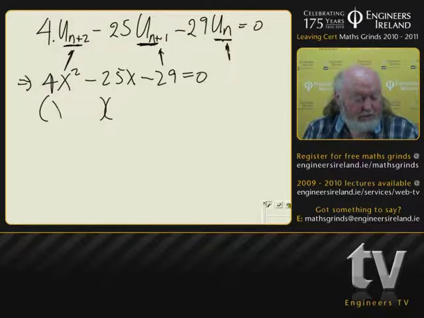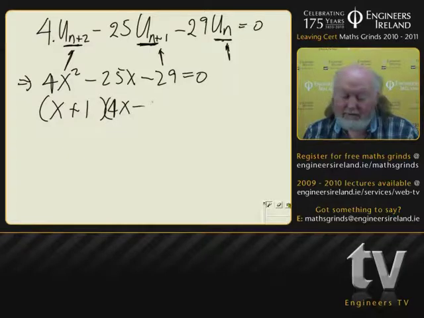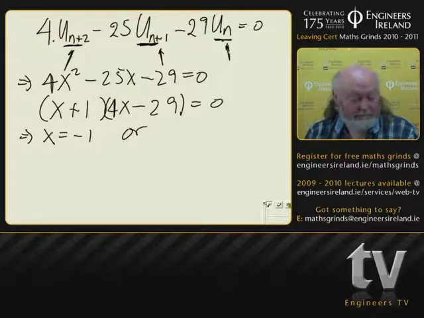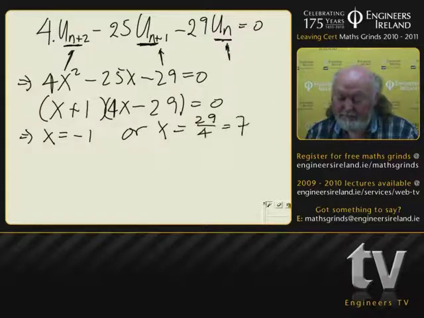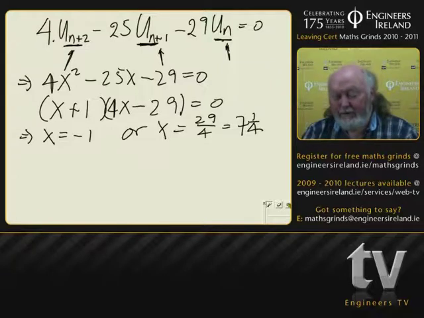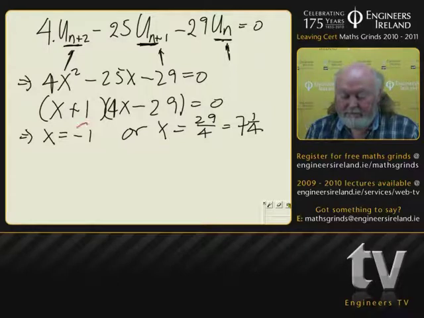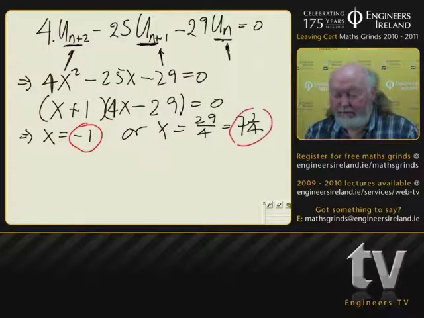I'm reliably informed by the book that this is what we get from that. So now we're saying, we get minus 1 and 7 1/4. One root, the other root. So that's the A1 and that's the B1.